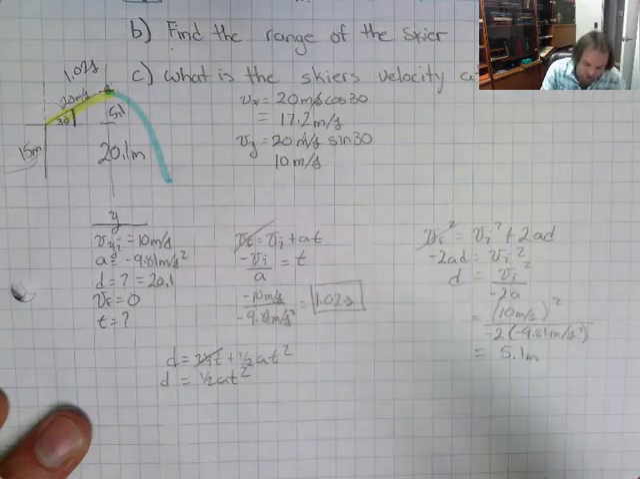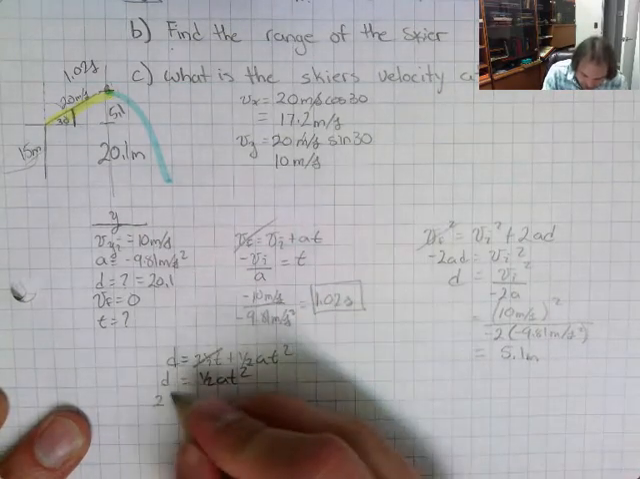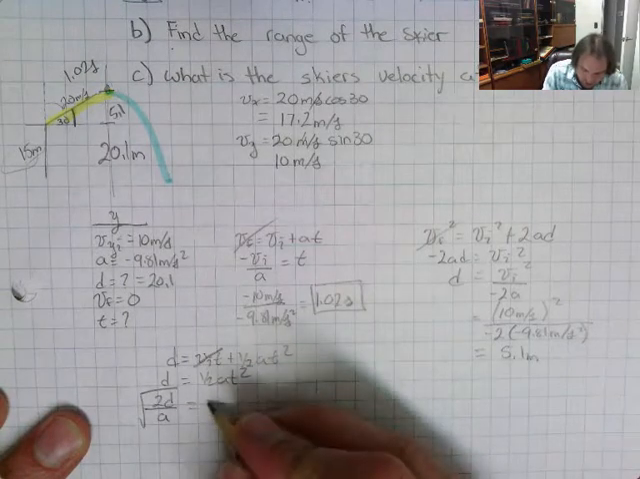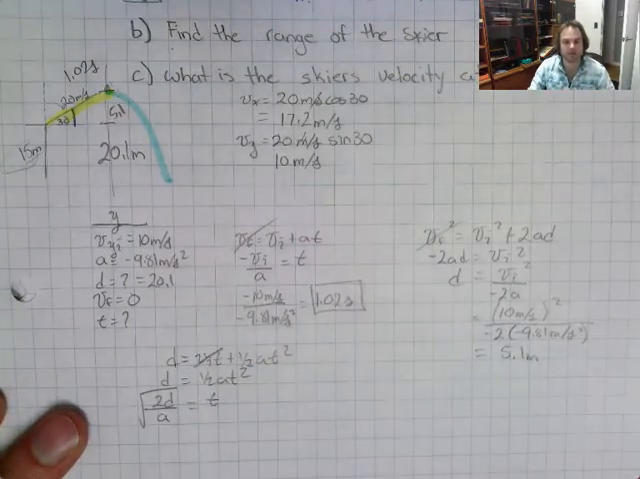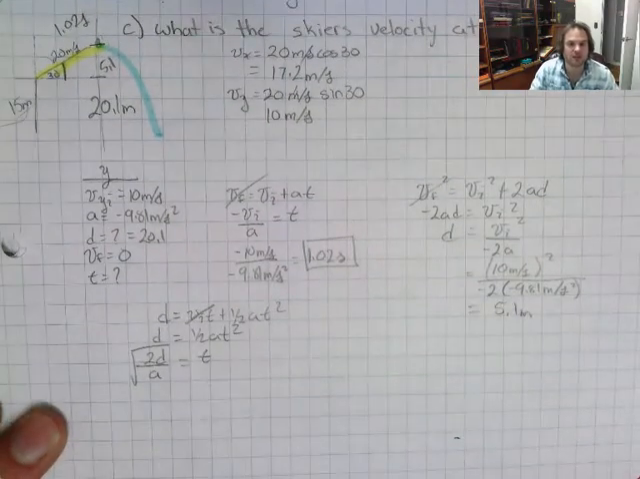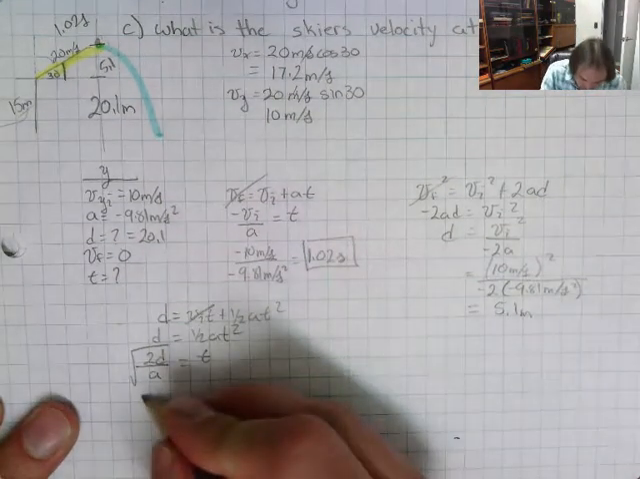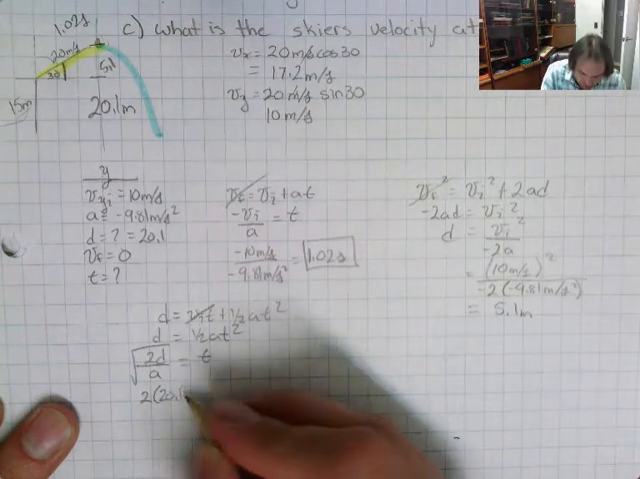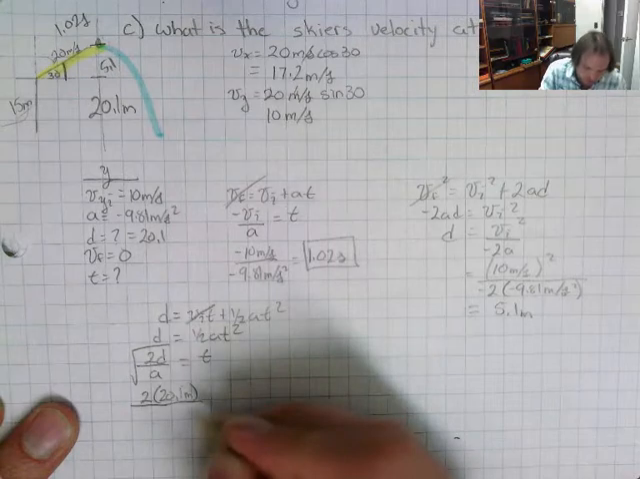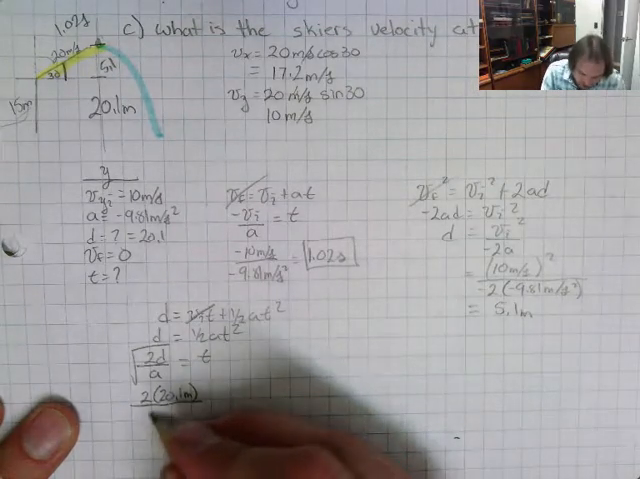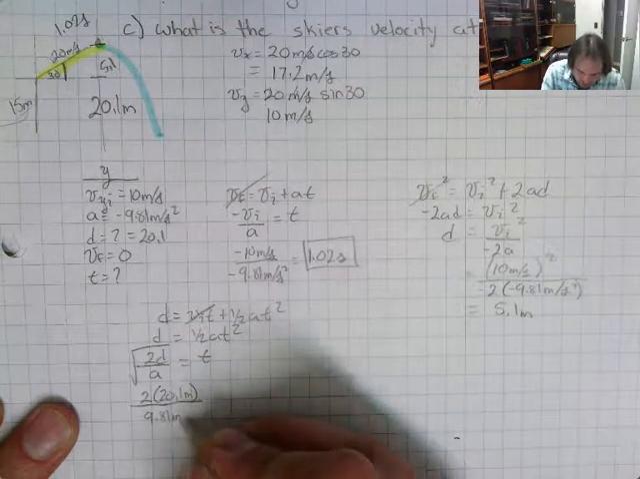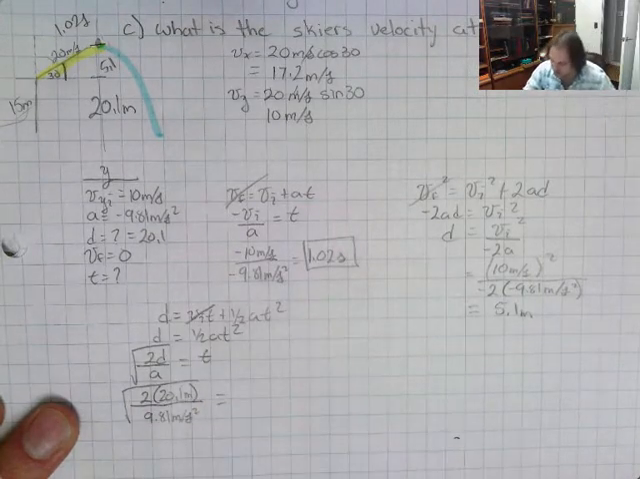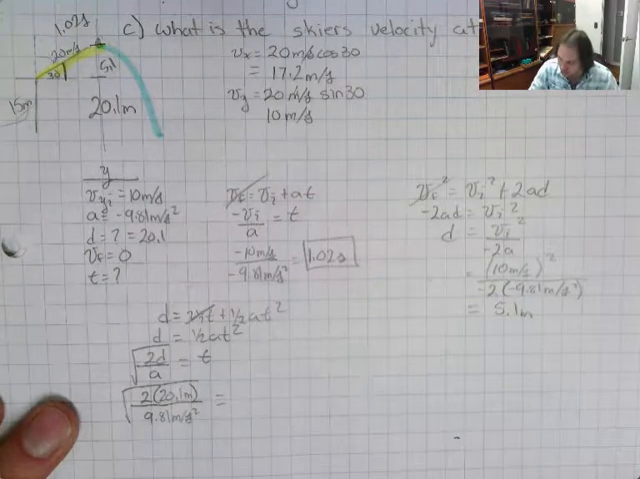We rearrange that, and I'm going to end up getting the square root of 2 times distance divided by acceleration is equal to my time. We're going to continue this here and plug in, so I get 2 times 20.1 meters divided by my acceleration, 9.81 meters per second squared, and we want to square root that. I'm going to end up getting a total of 2.04.